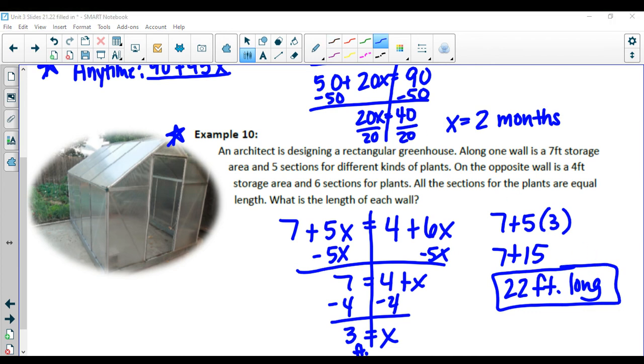That wraps it up for the lesson on variables on both sides.